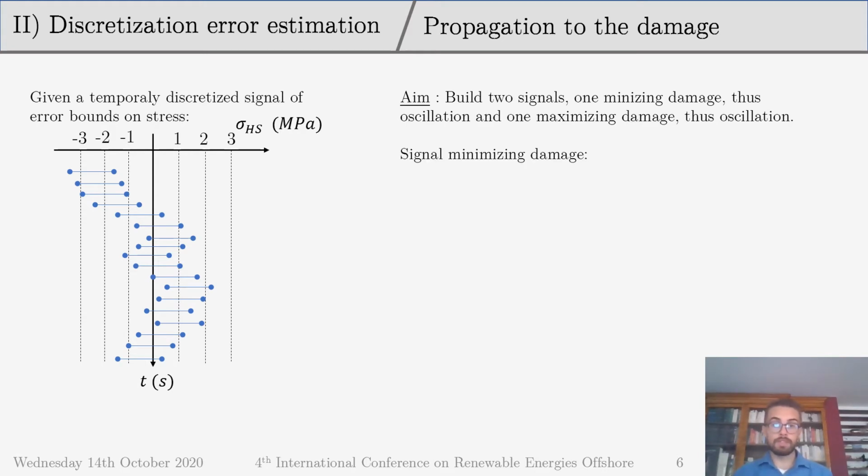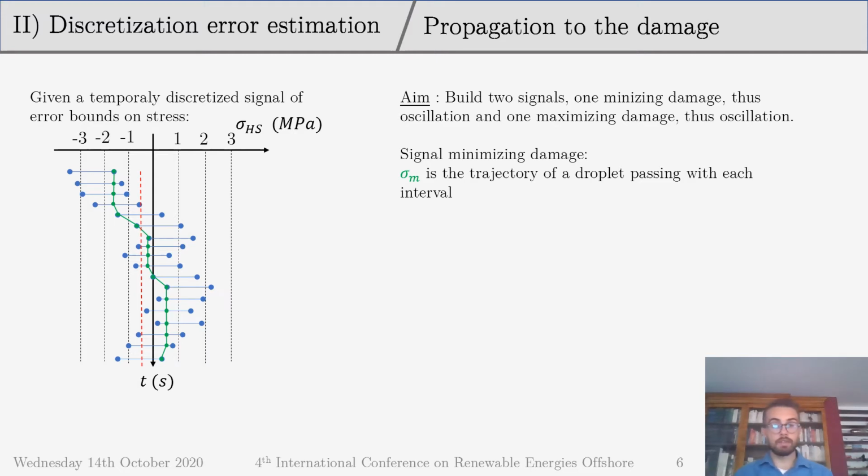To build the signal minimizing damage, I've written in the paper a more thorough approach to implement it in a code, but a more intuitive approach is to choose the trajectory of a droplet falling within each error bound at each timestamp. So you can see clearly that it minimizes oscillation.